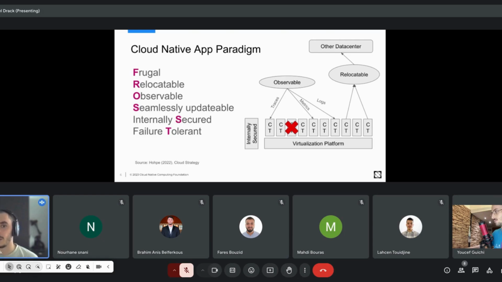So that's pretty much another take on the paradigm provided by Gregor Hopke, which tries to explain how cloud native applications look like and what this paradigm actually means. So to recap, we talk about smaller sized applications, usually referred to as microservices, usually implemented in some kind of container technology, not exclusively, but that's where we are right now, hosted on some kind of virtualization platform. And these applications should be observable, relocatable, internally secured, and as failure tolerant as possible.